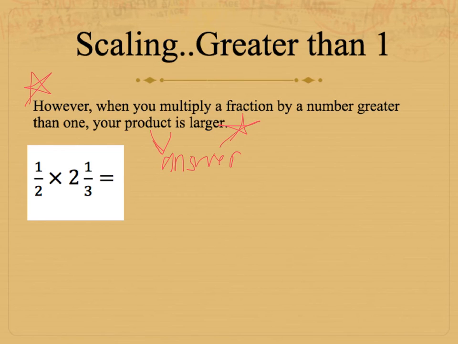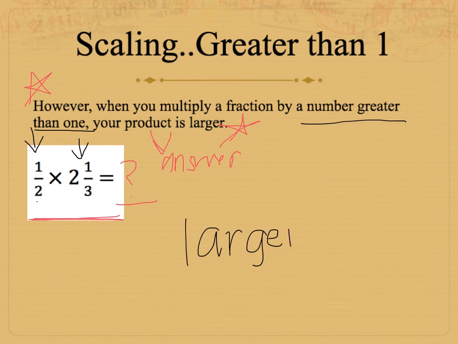All right, so let's evaluate this expression right here. 1/2 times 2 and 1/3 equals, we'll figure that out. Now, before we even solve this, is our product going to be larger or smaller than 1/2? Well, we're multiplying our fraction times a number greater than 1. 2 and 1/3 is definitely greater than 1. So our product is going to be larger.